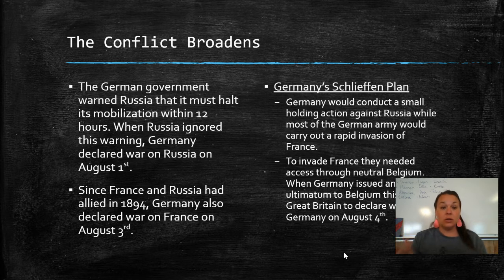They don't. So Germany declares war on Russia on August 1st. But remember, mobilization of an army is considered an act of war. Germany just simply said, okay, if you're not going to stop, I consider this an act of war. We are declaring on you. So really, by Russia mobilizing, it was an unofficial declaration of war.